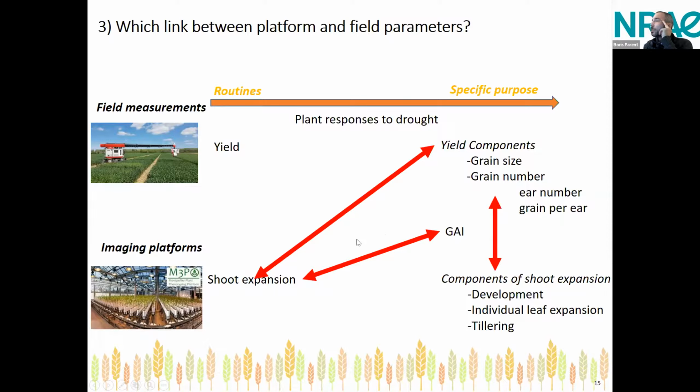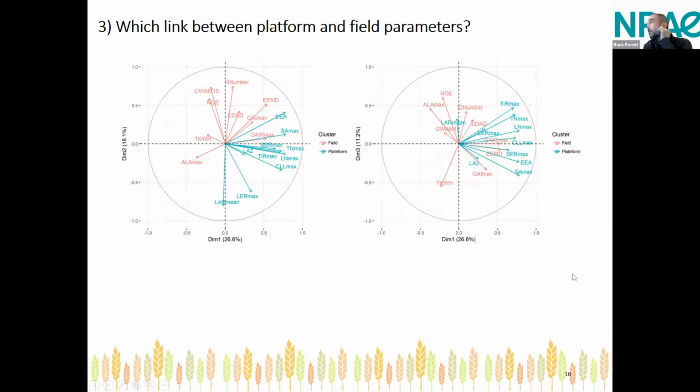The first comparison was between shoot expansion measured in the platform and in the field with drone or with Phenomobile, and also with the yield component in the field. So that's the preliminary result. This is a PCA with data variables observed in the platform, the blue ones, and in the field, the red ones.